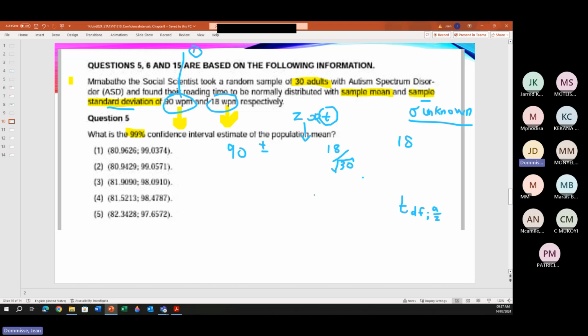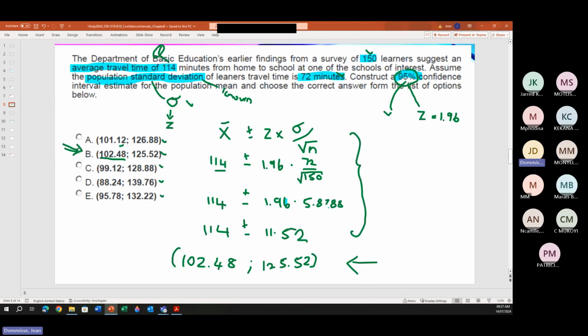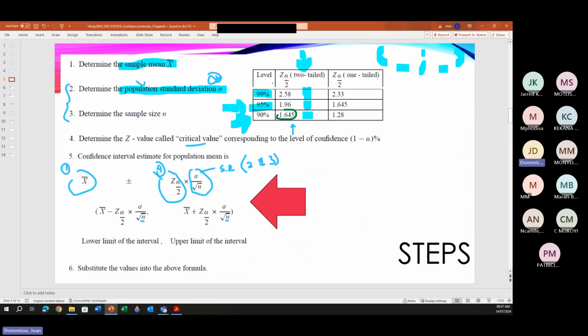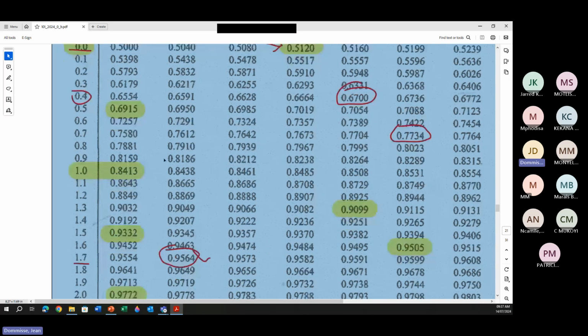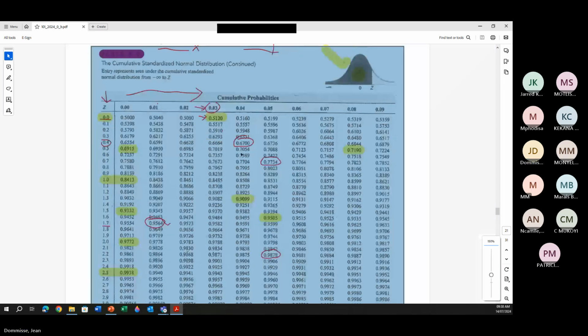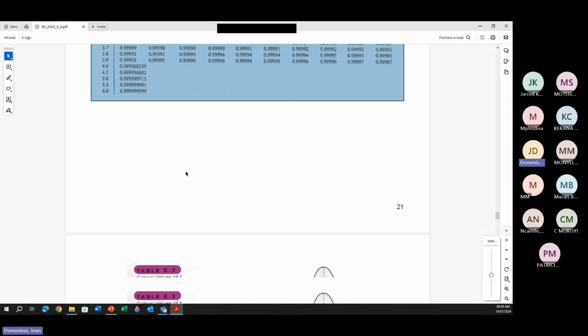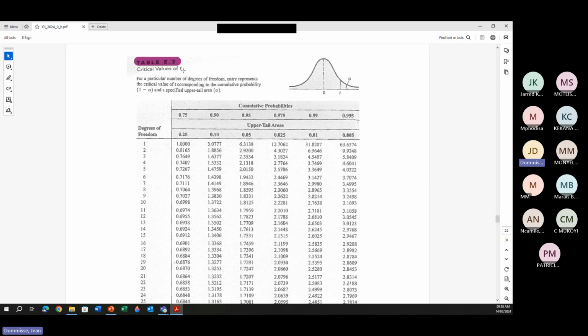You guys can go and check afterwards if you used the 2.58, then that will probably be an answer for you. But now we will need to look at what is actually this T value that we need to use. So again, tables. Let's just make it smaller first. So we're not using the Z table. We're using a T table. So there it is.